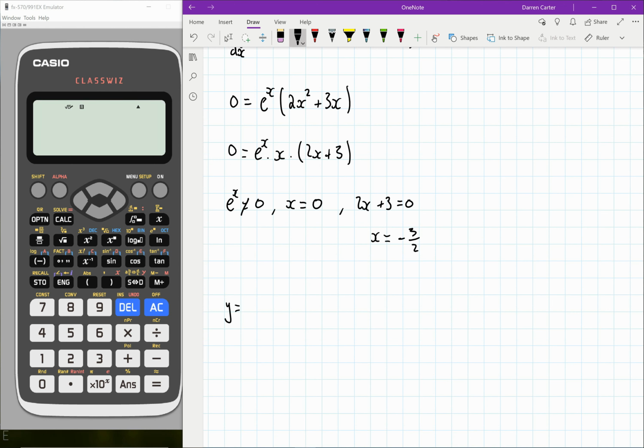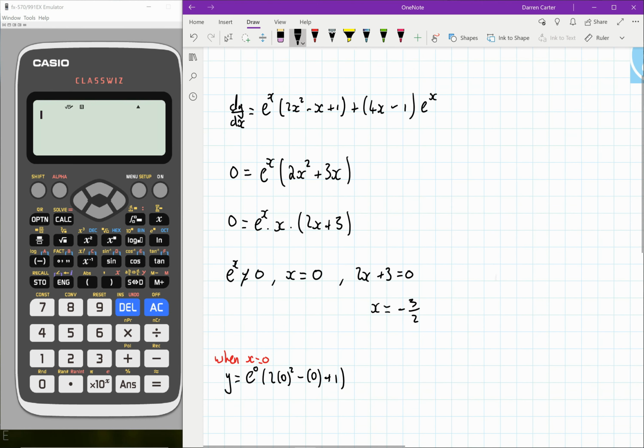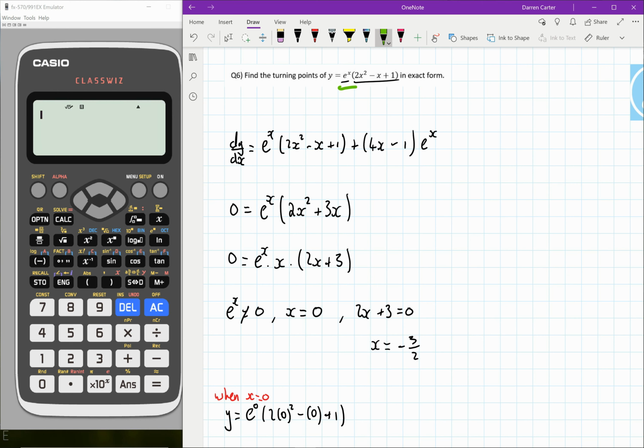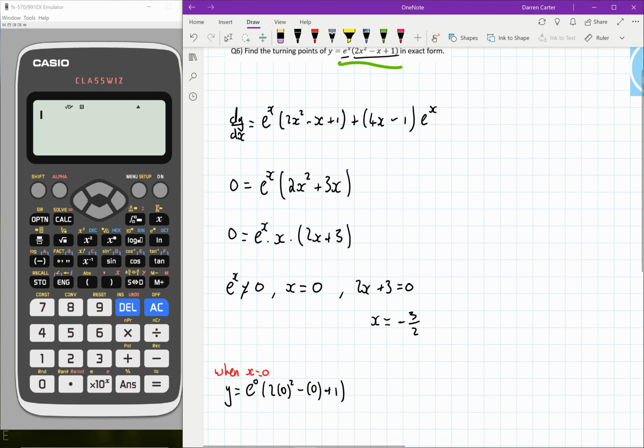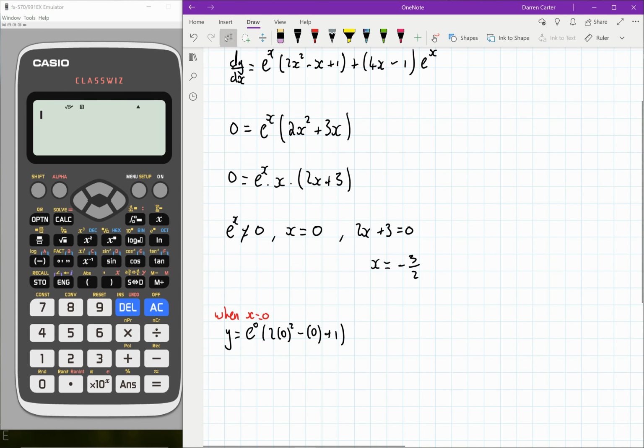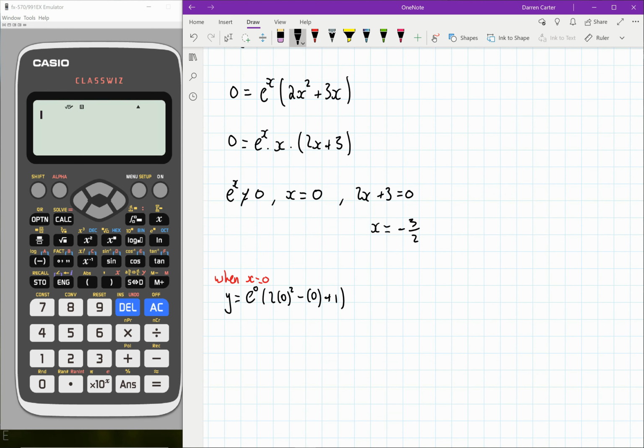So y is equal to, it was e to the x. Let's say what we're subbing in. When x equals 0, let's substitute 0 in here. y equals e to the 0 times 2 times 0 squared minus 0 plus 1. Just substituting back into this original expression, which e to the 0 is 1. That bracket comes out as 1. That's just 1.